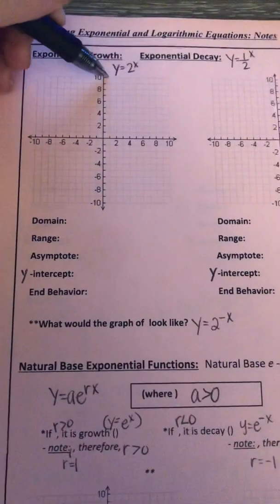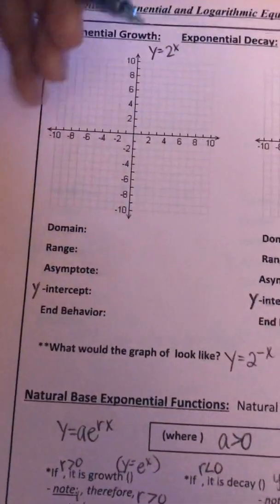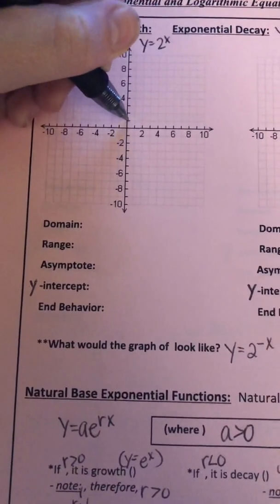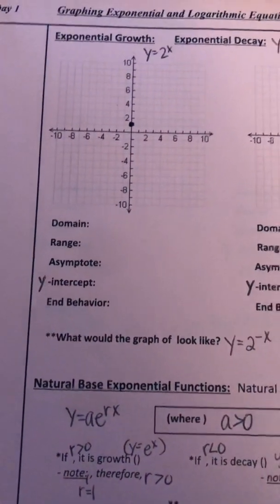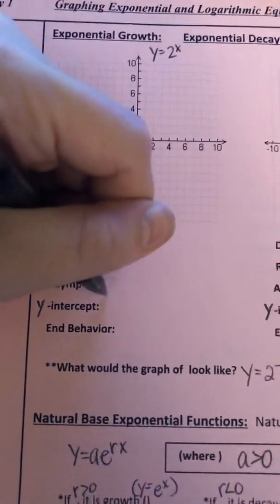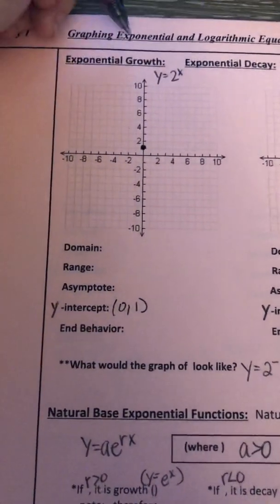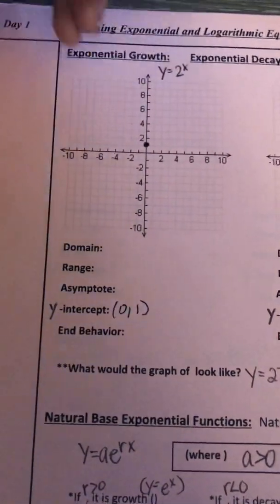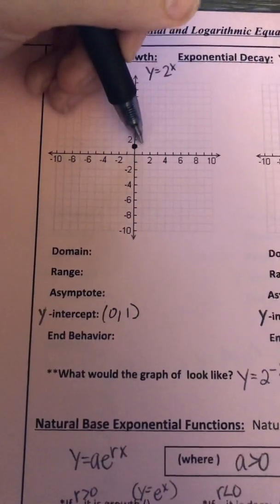If we were to look at y equals 2 to the power of x, if x were 0, it'd be 2 to the 0, which would just be 1. So our y-intercept is going to be (0, 1). And since it is exponential growth, it is going to be increasing. Let's look at 2 to the 1 would be 2.